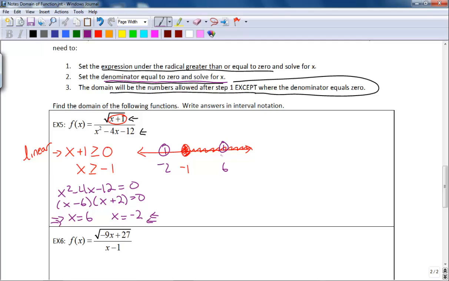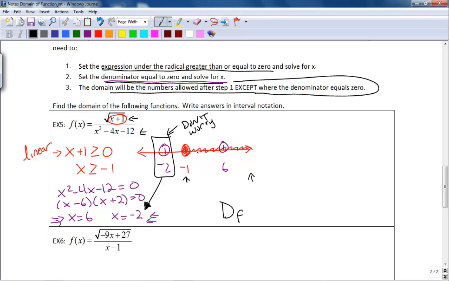I have to now figure out how to write the interval notation of this red and purple number line that I've drawn up here. Let's read step 3 again. It says the domain is going to be all the numbers we found in step 1 except for where the denominator equals 0. I'm not allowed to include -2 in my domain because it makes the denominator equal 0. But was -2 allowed when I looked at what the numerator allows? No, -2 was never going to be allowed because my numerator said I had to be the numbers that are greater than or equal to -1. So I don't really have to worry about this open circle because it's not part of the red line.